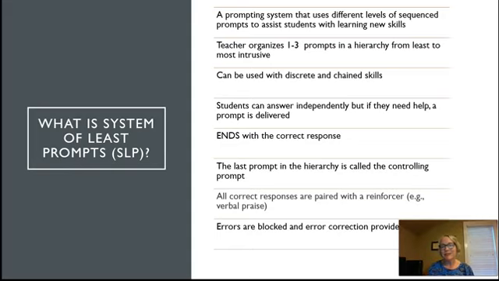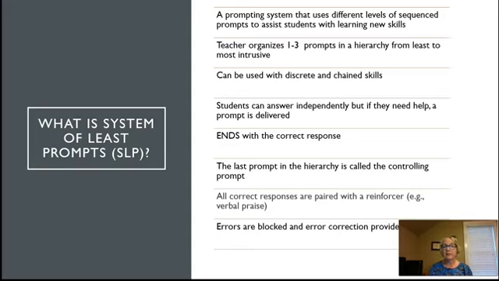So what is the system of least prompts? The system of least prompts is a prompting system that uses different levels of sequence prompts to assist students with learning new skills. As teachers, you organize the prompts, up to 3, in a hierarchy from least to most intrusive. The system of least prompts can be used to teach both discrete and chain skills.